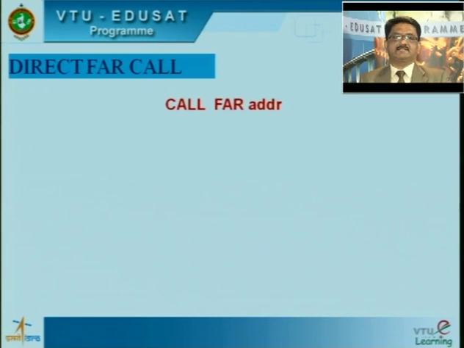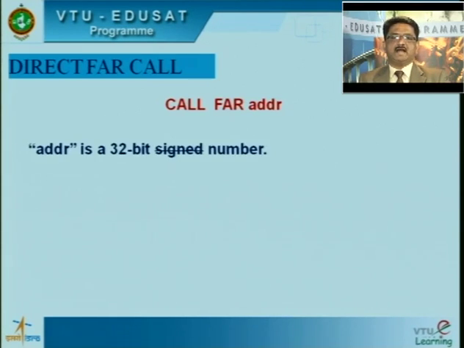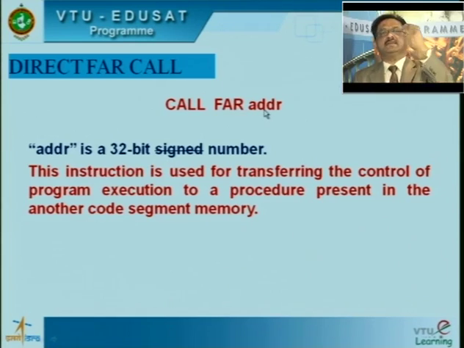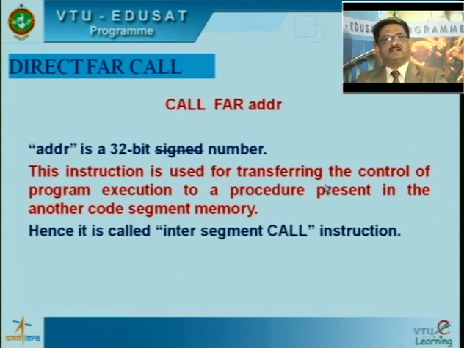The first category is direct far call. Say, call far ADDR. What is the concept here? FAR is an assembler directive which tells the processor that this particular procedure is not present in the same segment, but in a different segment. While converting this instruction into its binary equivalent, the assembler specifies to the processor that, since this is a far instruction, both CS and IP contents are getting updated. So this instruction is used for transferring control of the program to a procedure present in some other segment.